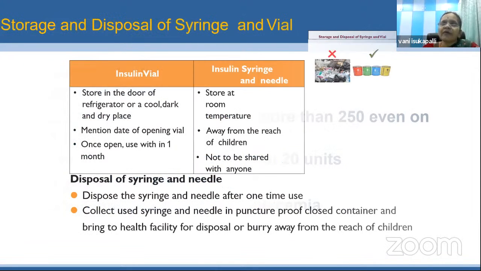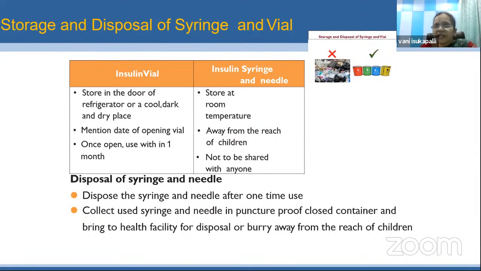The other important advice to be given to the woman is regarding the steps in the storage and disposal of the insulin syringe and insulin vial. Remember, the insulin vial has to be stored in the door of the refrigerator, never to be frozen. On the vial, the date of opening should be mentioned, because once opened, it has to be used at any cost within 1 month.